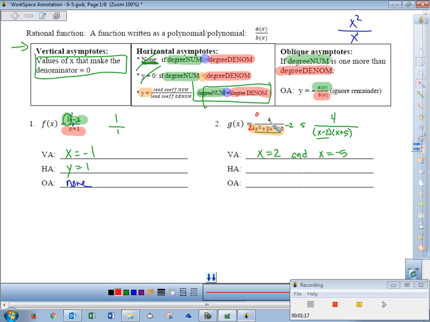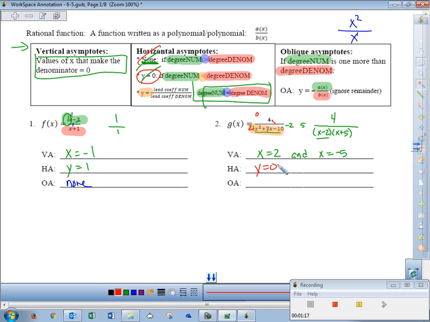Like people are like, isn't that a 4? Yes, it is the number 4, but the degree of that is 0 because it's like 4x to the 0th power is what's really going on there. With me on that? So that didn't happen. Is the degree of the numerator less than the degree of the denominator? That is happening, right? This is a 0. 0 is less than 2, so this tells you where your horizontal asymptote is at. It is at y equals 0.